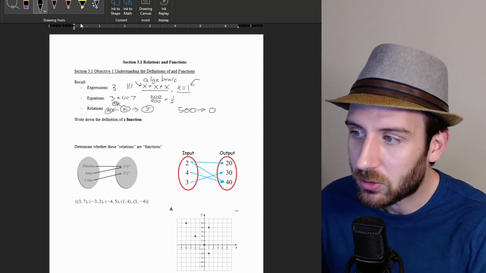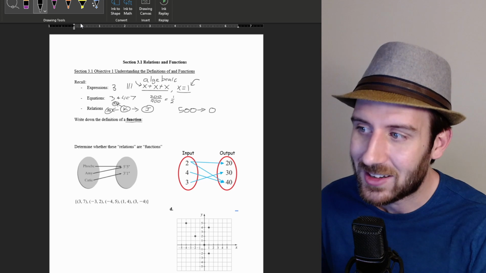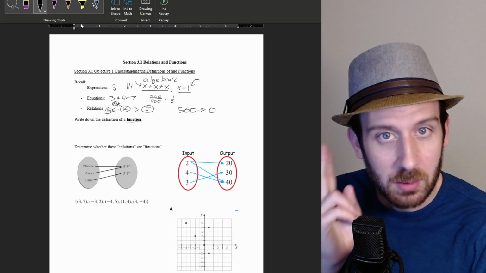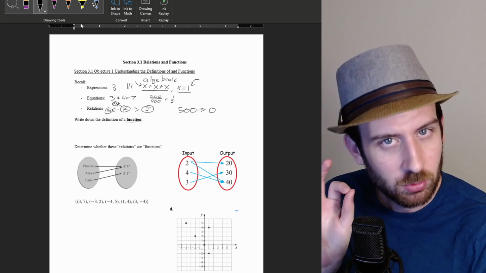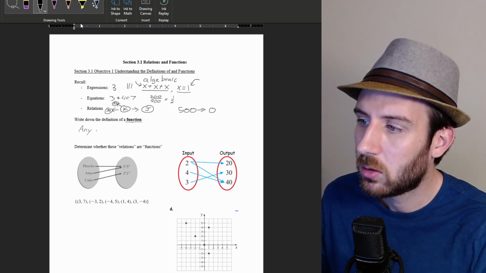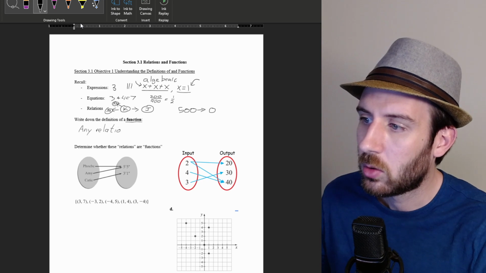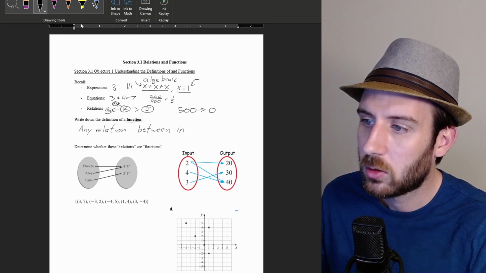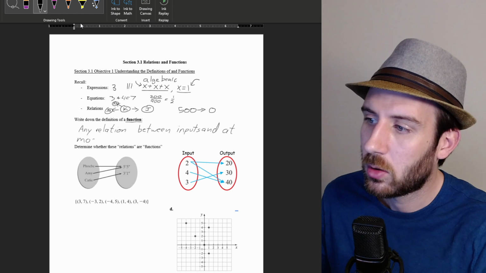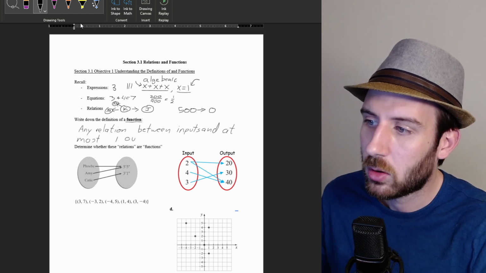Now we do have this idea of function, and we've talked about this one before, and this is the focus for today. So the idea of function says that I'm going to ask a question, and I will always have, at most, one answer. Okay, so that's what we're going to determine as a function. So the definition of a function is any relation between inputs and at most one output per each.